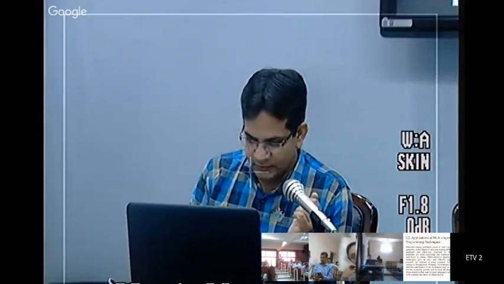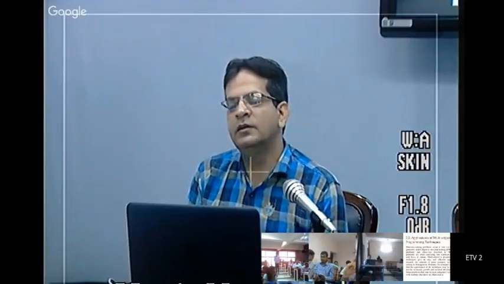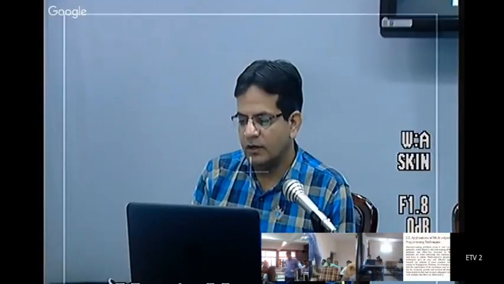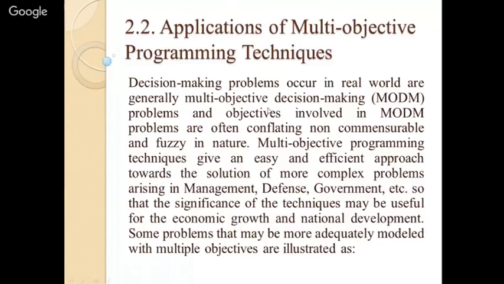Similarly, there are many problems in the real world which are multi-objective in nature. Decision making problems in the real world are generally multi-objective, and the objectives involved in multi-objective decision making problems are often conflicting, non-commensurable and fuzzy in nature. Nowadays, even how we use language is somewhat fuzzy. For example, if we say the temperature is cold, in the deterministic case we say a temperature below 10 degrees is cold. But 9.9 is cold and 10.1 is not cold? So the word cold is fuzzy in nature. That type of situation arises, and those problems can be converted into multi-objective programming problems.